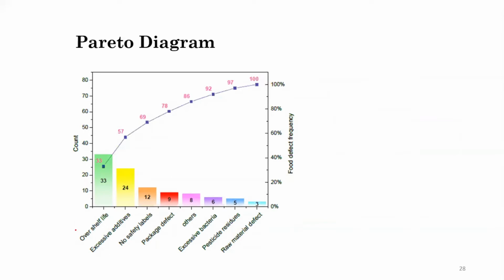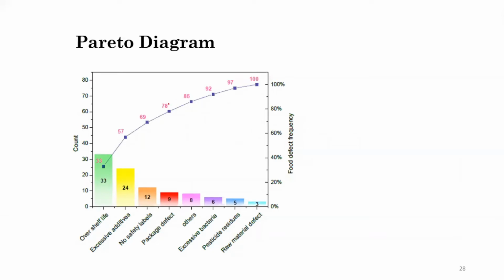Now here, there are certain defects in a process. For example, here you have over shelf life, shelf life expired, excessive additives, packaging without a safety level or incorrect, or other excessive bacteria, pesticide residuals, raw material defects. So all these things are included and identified as problematic. We take their frequency, and this frequency is what shows us, then the cumulative we place here.